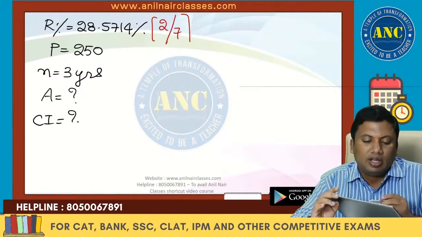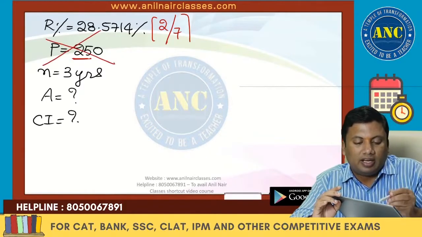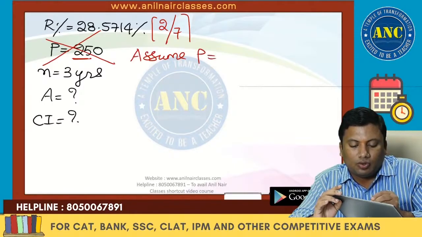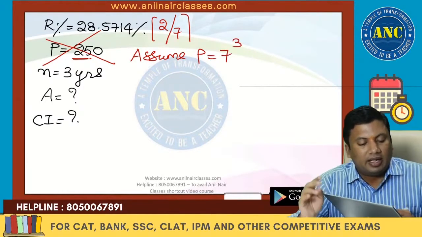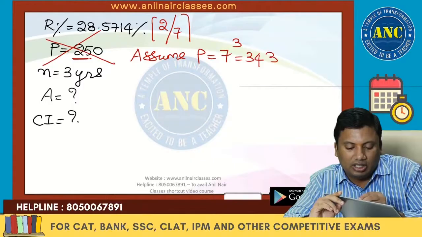28.5714 is 2 by 7. This is not a multiple of 2 by 7. Eliminate that value. First, assume principal equivalent to denominator power k, 7 cube. 7 cube is nothing but 343.